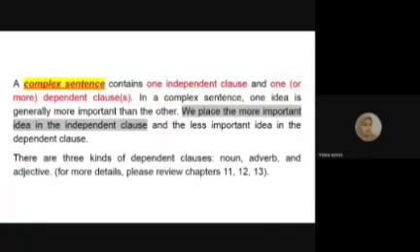So do you have questions for complex sentences? You have questions for now? So, if you do not have questions, do you need a rest before we move on to the compound complex sentences? Do you need a rest of 5 or 10 minutes or a quarter of an hour?